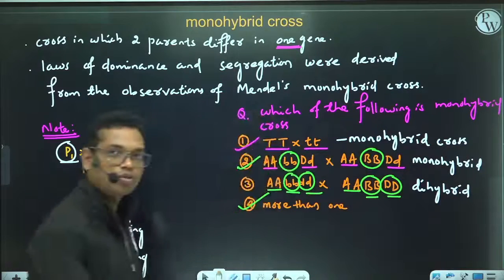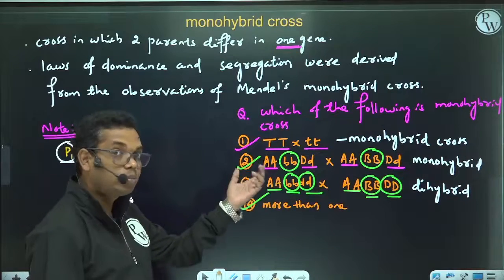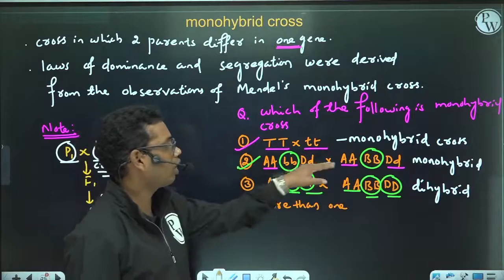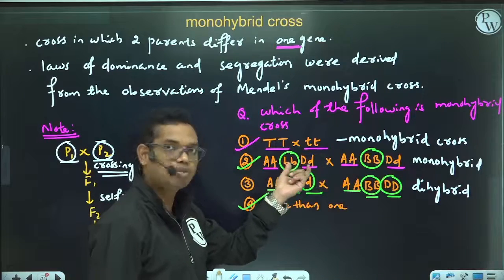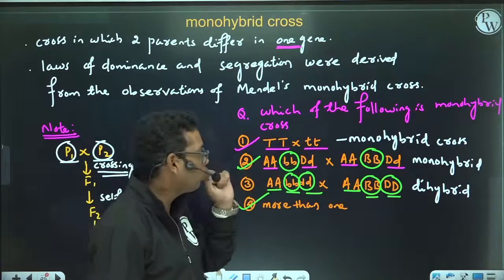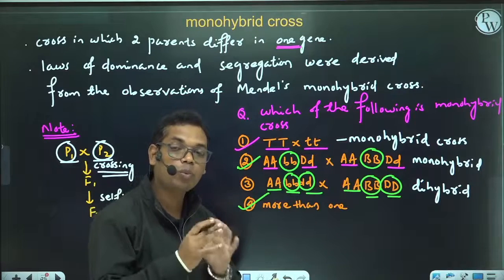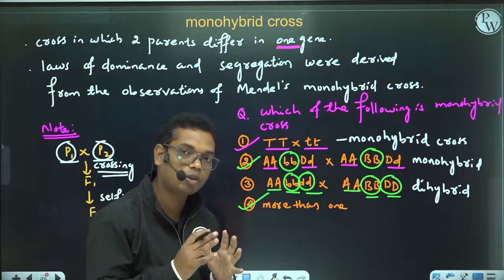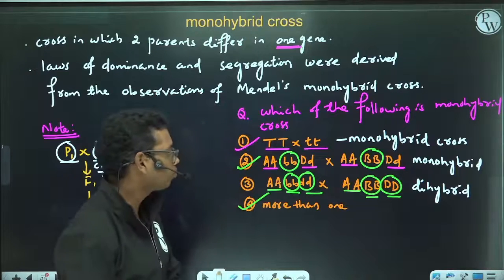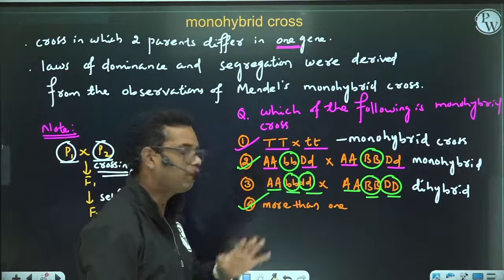Most of the students think, okay, this is not a monohybrid cross. Why? Because there are three genes. No, you have to remember, all the genes will be present, but the two parents will differ from each other only in one gene pair. That will be a monohybrid cross.